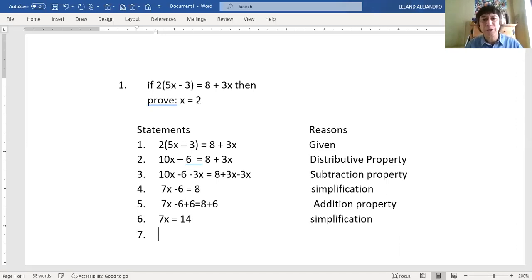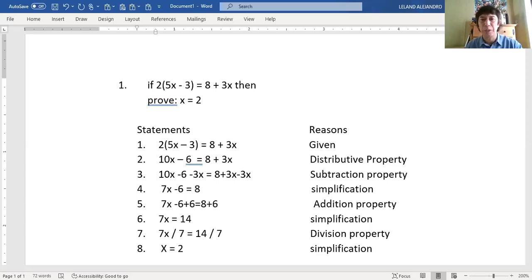And then on line 7, we shall try to divide this. So we're going to have 7x, you divide this by 7, and equals 14, you divide this by 7. And we will call this division property. Division property of equality. And the next line will just be x equal to 2, which gives us the proof. So this is by way of simplification there. So this is how to prove a given argument with a given conclusion.